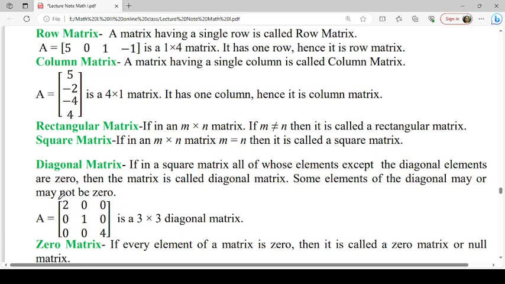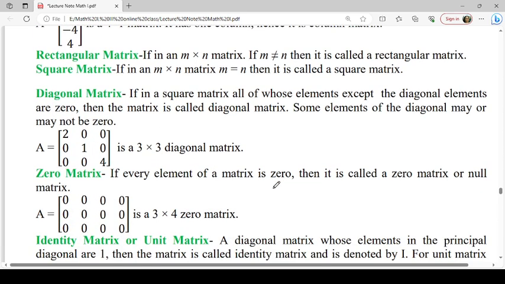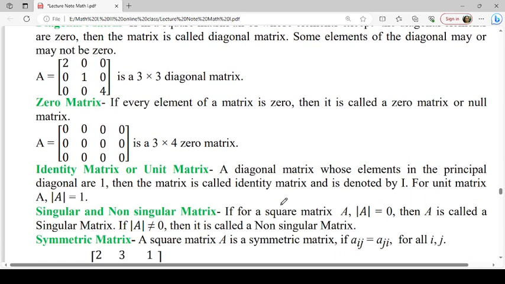This is a diagonal matrix. This is a square matrix, and m equals n. These diagonal elements are non-zero, but the other elements are 0. So this is a diagonal matrix. Zero matrix is this one, where every element is 0. Then identity matrix is a diagonal matrix in which only the diagonal elements are 1 and others are 0. The diagonal matrix whose elements on the principal diagonal, meaning this diagonal, are 1 is called the identity matrix and is denoted by I.